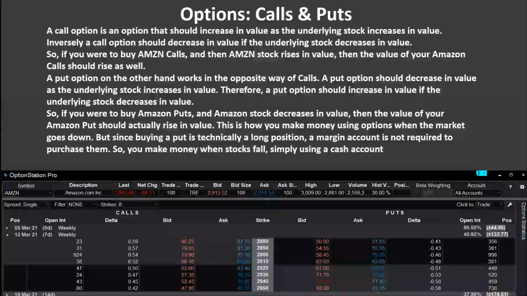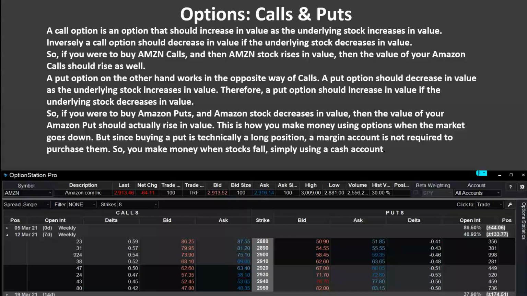All right, options, calls and puts. A call option is an option that should increase in value as the underlying stock increases in value. I'm going to break this out further in the video as well, so stay tuned. But essentially, if you expect that the stock price is going to rise in value and you want to make money off of that rise, you would buy a call option.